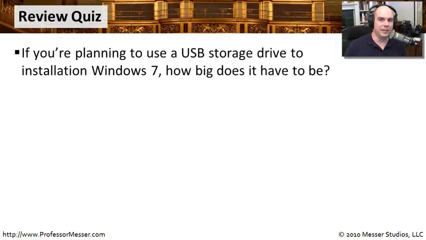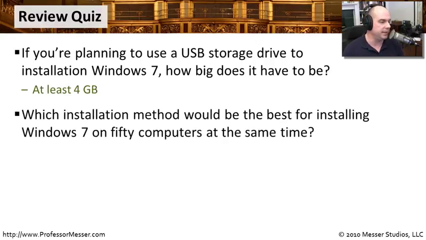Let's see what we've learned about some of these installation sources. Let's say that you're planning to use a USB storage drive to install Windows 7, but how big does that storage drive need to be able to support the installation? Well, if you think back to the sizes we were talking about with those flash drives, you needed at least 4 gigabytes of free space so that you could install the entire operating system on there, either the 32-bit version or the 64-bit version. If you had a larger drive, like an 8 gig, you could even install both simultaneously.